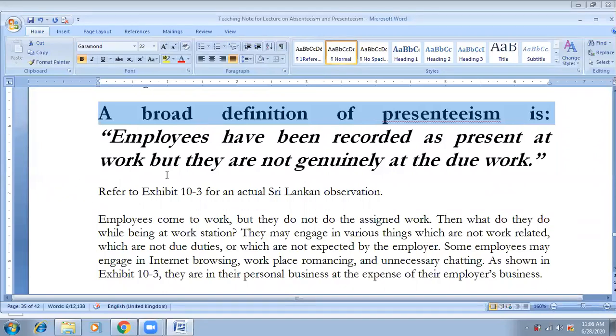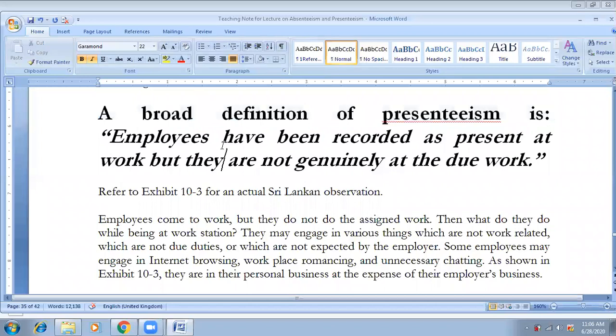Many examples can be observed. This is also presenteeism, in addition to coming to work while being sick. Here, the person comes to work but is not sick, yet doesn't engage in the due work. The person engages in something else, which is not expected by the employer. That means the person engages in something personal.